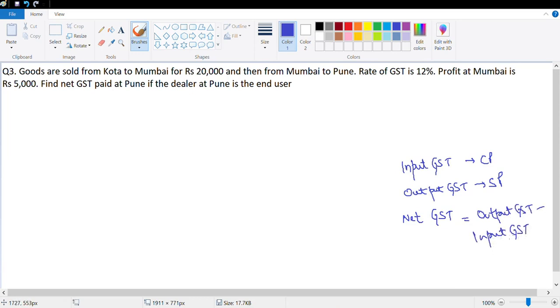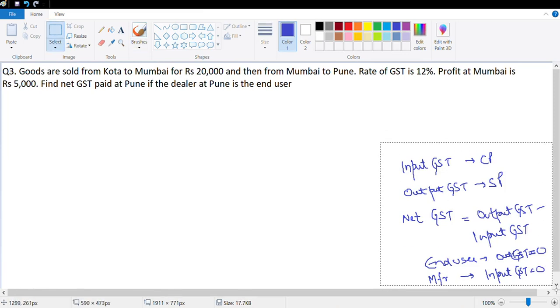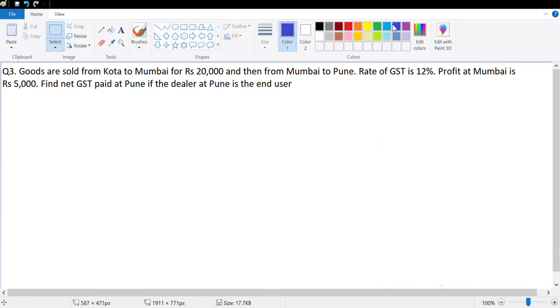Correct? And obviously the last person in the chain, which is the end user, for him output GST is equal to 0 because he's not selling it to anyone. Similarly, for the first person in the chain, which is the manufacturer, input GST is equal to 0 because he hasn't purchased the product from anyone. So that's the basic concept of this exercise. Let's solve a few questions.